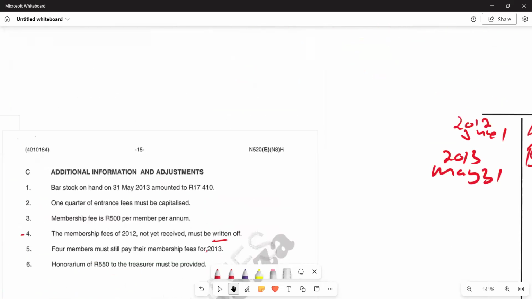So if you come here on item 5, 4 members must still pay their membership fees, which means this membership fees for these 4 members has not yet been received. So it's an accrued income. But we are told on item 3 that membership fee is 500 per member. We have got 4 members who have not paid, and we are having 500 rands per member. So we multiply by 500, and then we are going to get your 2,000. So your 2,000 is the accrued at the end.